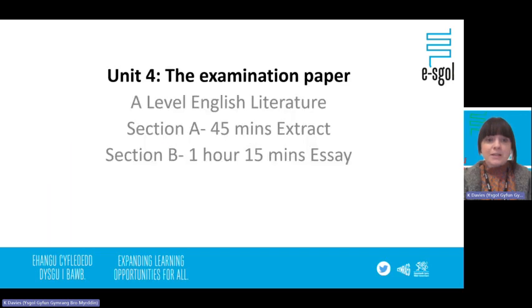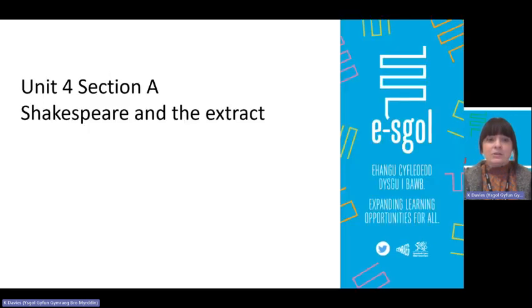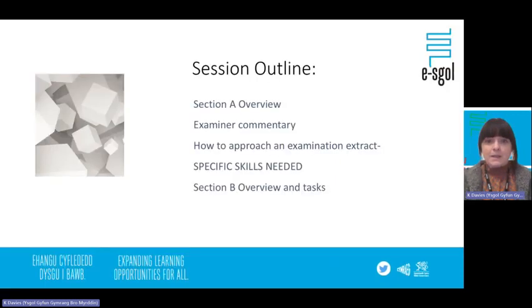The examination paper that you will be looking at consists of two separate sections. You've got section A, where you're advised to spend around 45 minutes on the extract, and then you've got section B, which would be about an hour and a quarter for the essay. All right, so that's the construction of the paper. We're focusing today on section A, Shakespeare, and the extract.